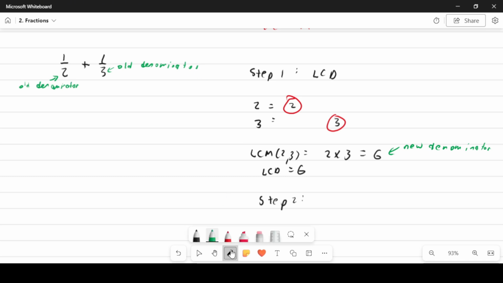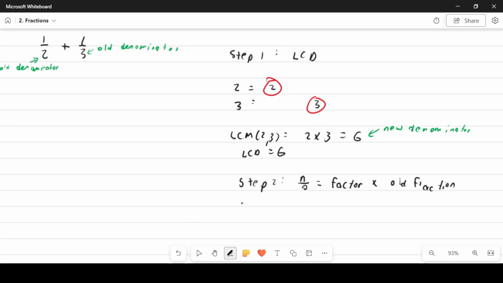Right. So watch here. This is the rule for step 2. It is new denominator over old denominator will give you what we call a factor. And we take this factor and we multiply it to the old fraction. Watch here. I'm going to explain it now in detail. You see, you have two fractions. So this is how I want you to structure your workout. You're going to say for the fraction 1 over 2, I will say new denominator, which is 6, over old denominator, which is 2, gives you 3. What do you do with this 3?